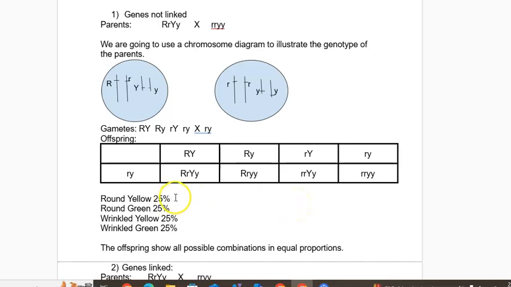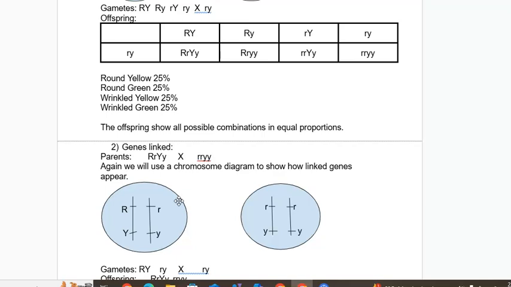And we look at the phenotypes. So the first one there, that's round yellow. Second one is round green. Third one, wrinkled yellow, and then wrinkled green. And so they're in the 25% chance of either of these, or they're in the ratio of 1:1:1:1. Okay, now, so the offspring show all possible combinations of the traits in equal proportions. So let's go and look at the situation now where the genes are linked.